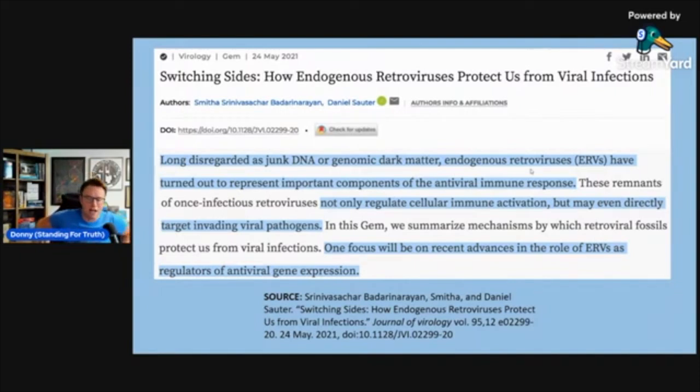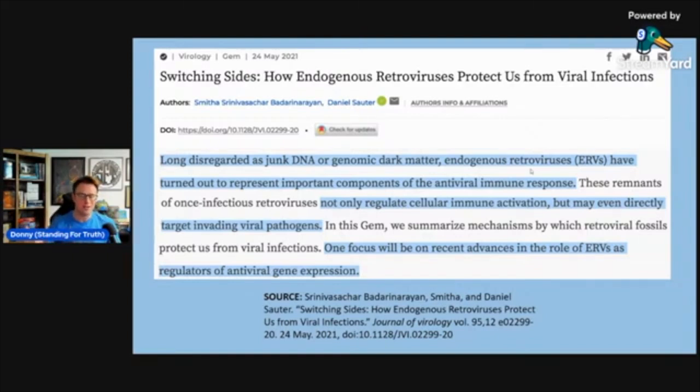So notice this when it comes to endogenous retroviruses. This is a paper from 2021. So every single year, more and more evidence is coming out on ERV function. Notice this: how endogenous retroviruses protect us from viral infections. Long disregarded as junk DNA. What I find fascinating is a lot of the times you'll read these papers and it almost seems like it's an intelligent design or a creationist paper. They're admitting right here in this paper on endogenous retroviruses: long disregarded as junk DNA.